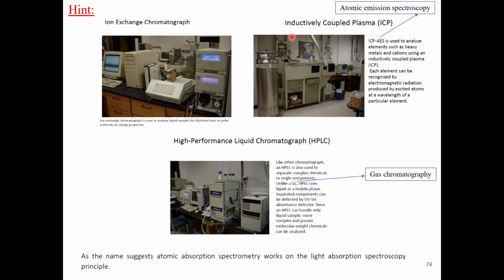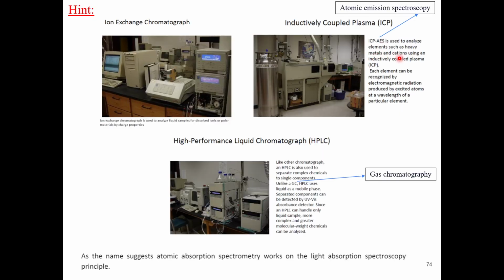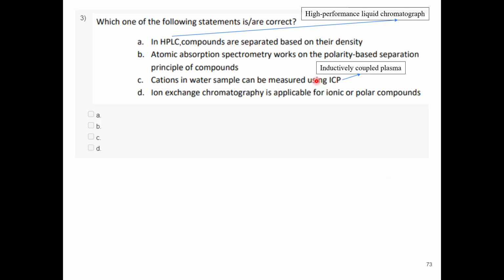The inductively coupled plasma, ICP AES, is used to analyze elements such as heavy metals and cations. Each element can be recognized by the electromagnetic radiation produced by excited atoms at a wavelength particular to that element. So they can be used for metals and cations. Cations in water sample can be measured using ICP, and there is nothing related to whether it should be solid, liquid, or gas. That means it can analyze everything. So C is also correct. So C and D both are correct.